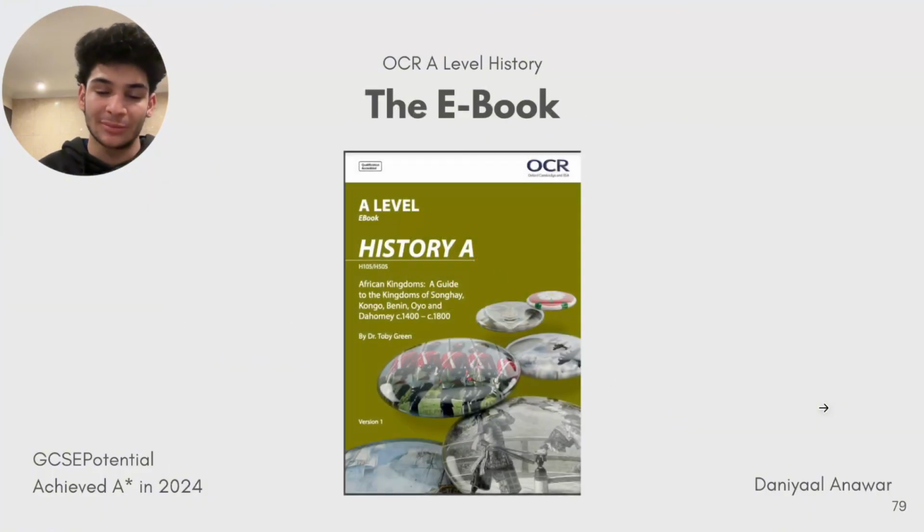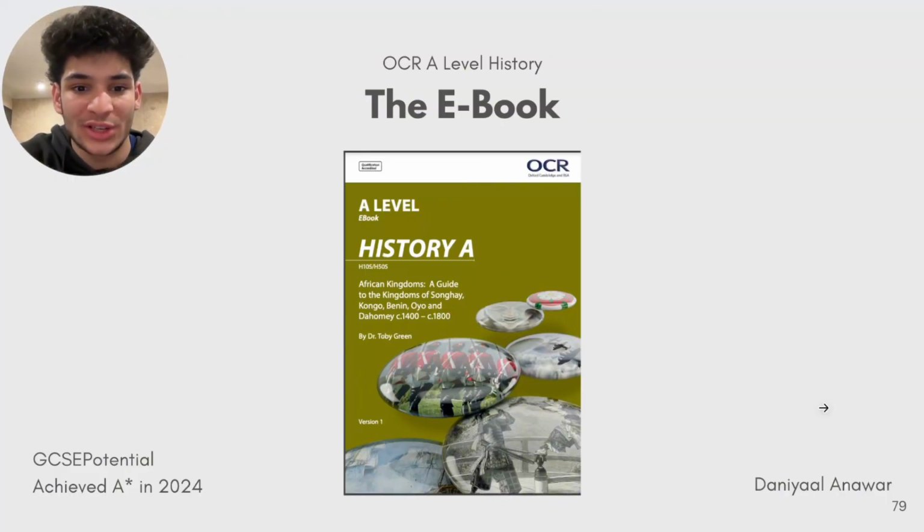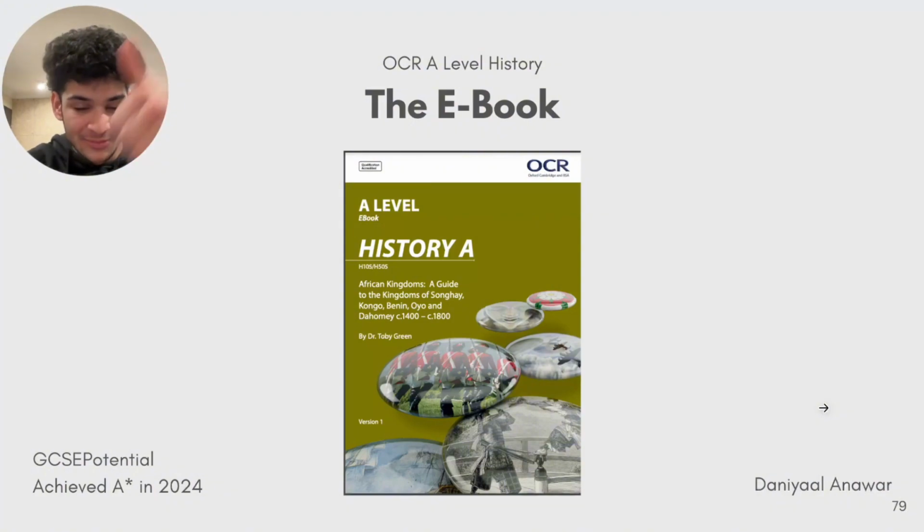I'll go into slightly more detail. The ebook is a useful resource. It's basically a PDF which covers everything. It's like the main revision guide, I guess. Completely free. Made by Toby Green. He's like the main guy who created African Kingdoms, the module within A-level history. So top bloke. Very nicely done. Cheers, mate. Cheers, Toby Green.